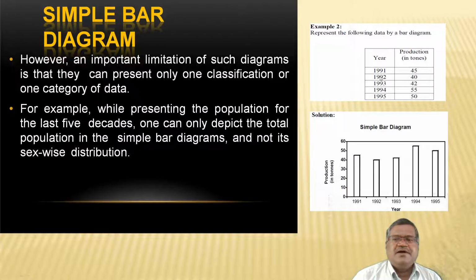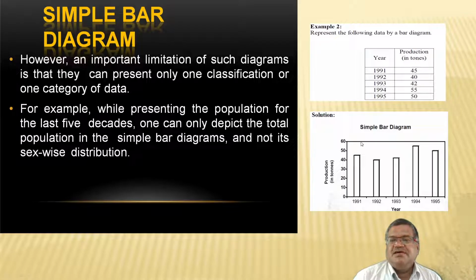This is a simple bar diagram. However, an important limitation of such diagrams is that they can present only one classification or one category of data. For example, while presenting the population for the last 5 decades, one can only depict the total population in the simple bar diagram and not its sex-wise distribution.